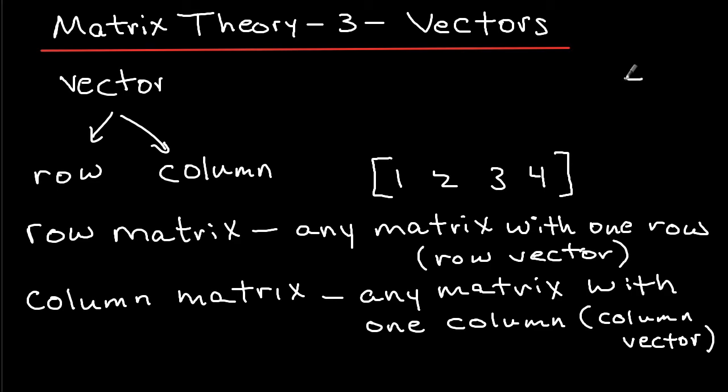So let's do the column matrix 5, 6, 7. So notice that this matrix has one column, but it has 3 rows, 5, 6, 7. And since it only has one column, its one and only column is going to be 5, 6, 7. So this is called a column matrix, and any matrix with one column is going to be called a column matrix.